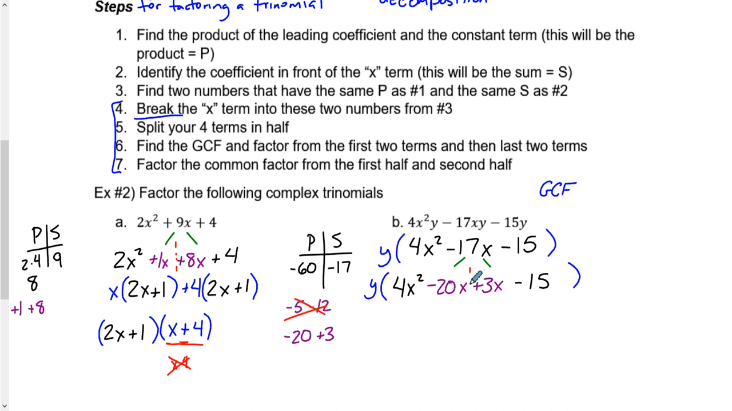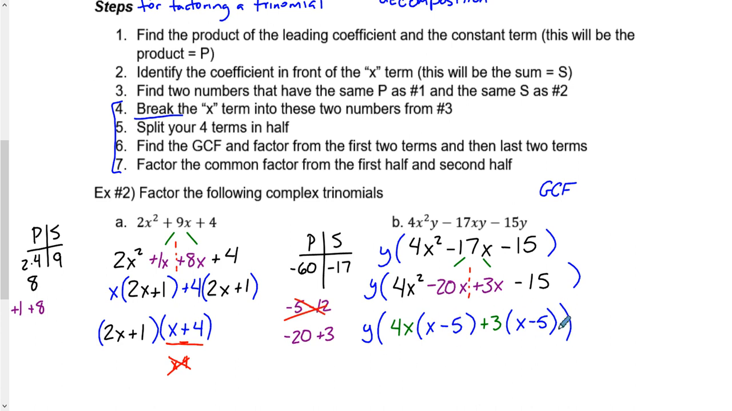So broken down, split it up. I'm not going to forget my y. Common between a 4x squared and a negative 20x would be a 4x. What am I going to be left with? I'm going to be left with an x minus 5. Common between a 3x and a negative 15 will be a positive 3. Factor out what I can, I'd be left with an x subtract 5.